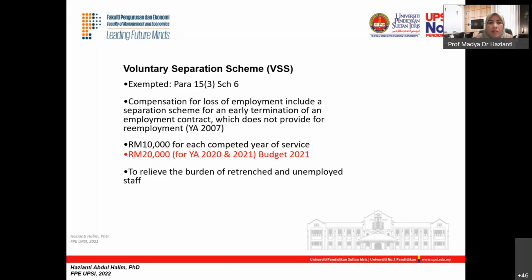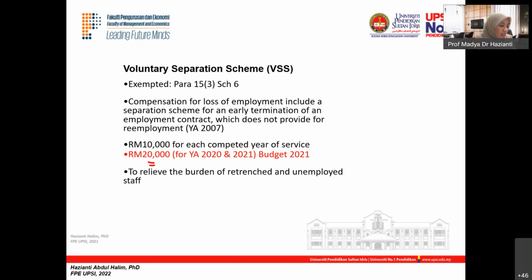Alright. Voluntary separation scheme, VSS, also exempted. Compensation for loss of employment. Does not provide for re-employment. Ini kena buang kerja terus lah yang dapat duit. So back in 2007, 2008 dulu kita ada banyak VSS. Even now after the economic downturn ni pun sama jugalah, termasuk VSS 10,000. Tapi for 2020 and 2021 naik jadi 20,000.